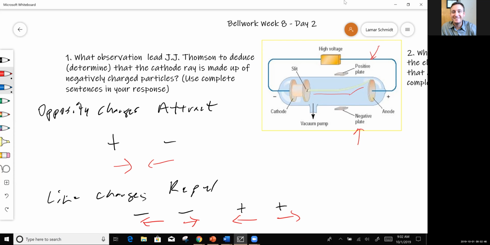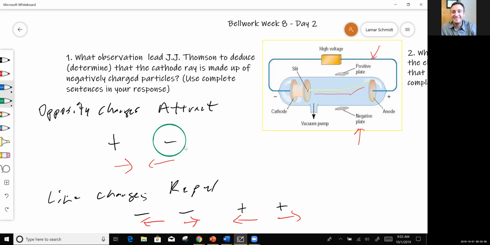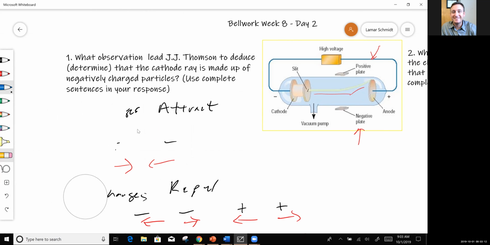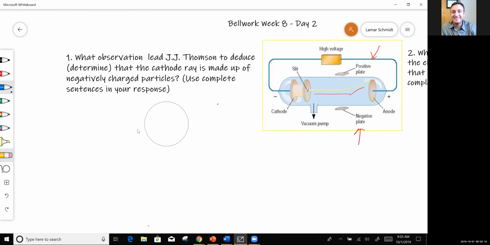So if you look at this picture, you see the light, or the ray rather, is bending towards the positive plate. And if you know that's a positive plate and that opposites attract, that ray must be negatively charged. And that's the conclusion that he made, is that the ray is negatively charged. Now, how do we say that in complete sentences? I'm going to put an example up, but I want you to put this in your own words. Doesn't do any good to copy me.